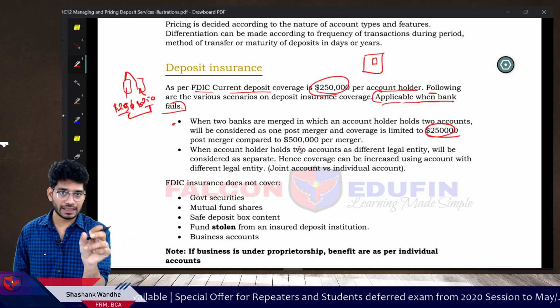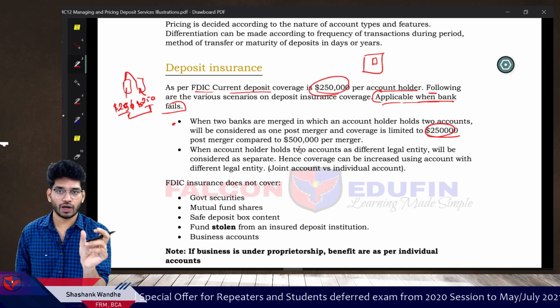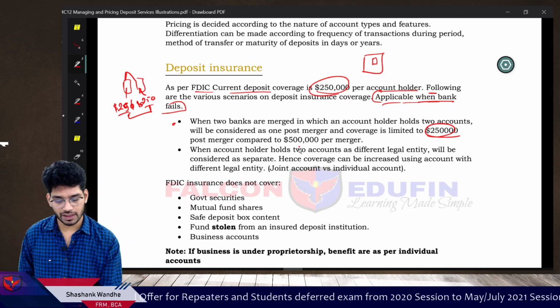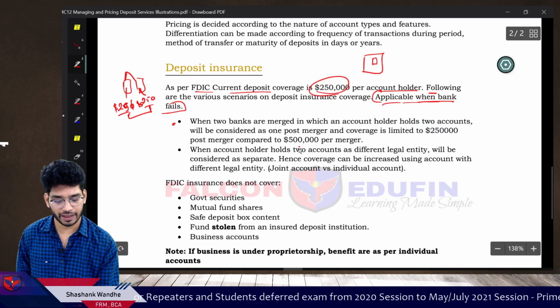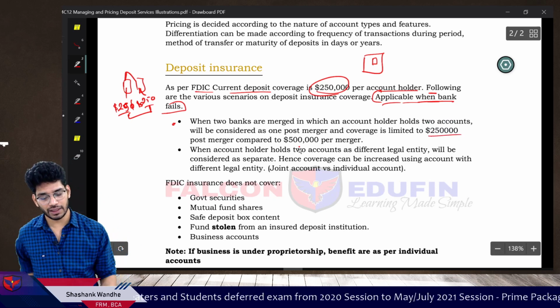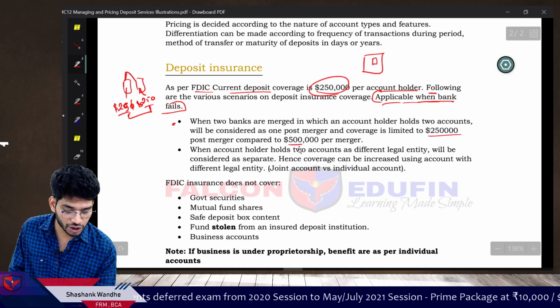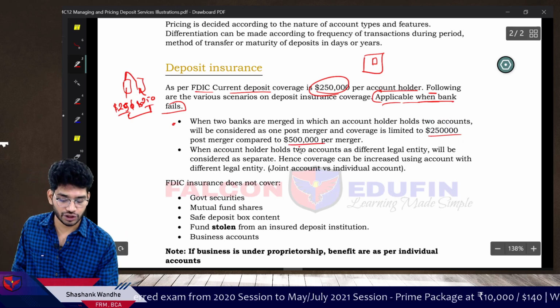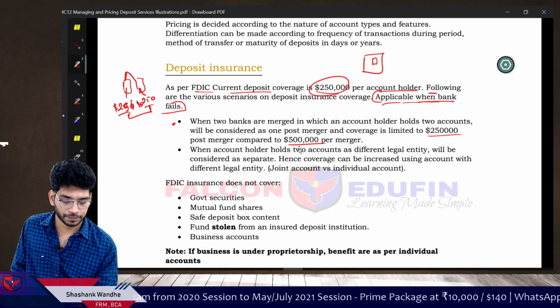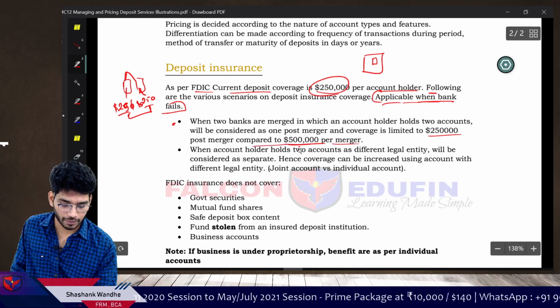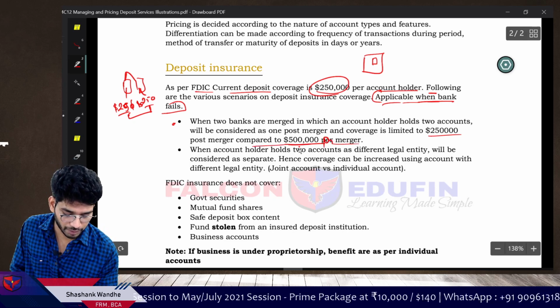So when the bank is merged, automatically your accounts will also get merged, and because of this you will get insurance which is limited up to $250,000 in case of the merger. This is what you are supposed to remember. And pre-merger, what was your insurance coverage? It was $500,000. This is pre-merger.